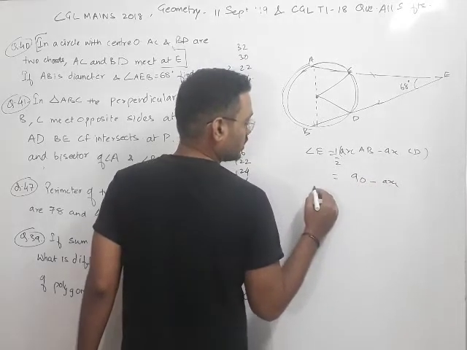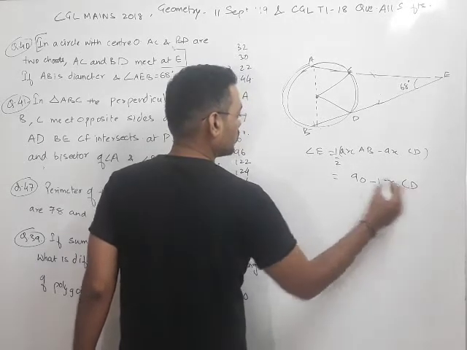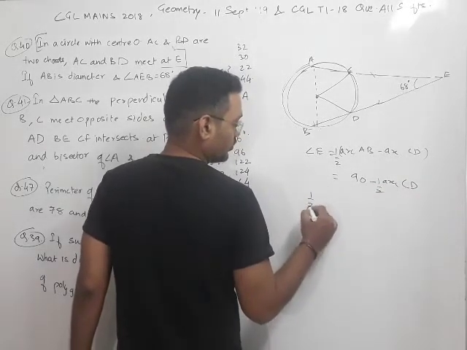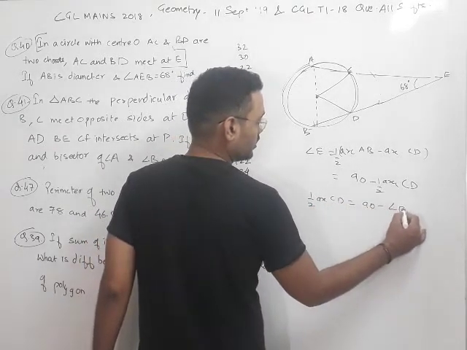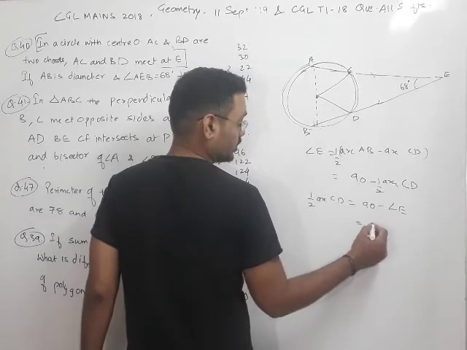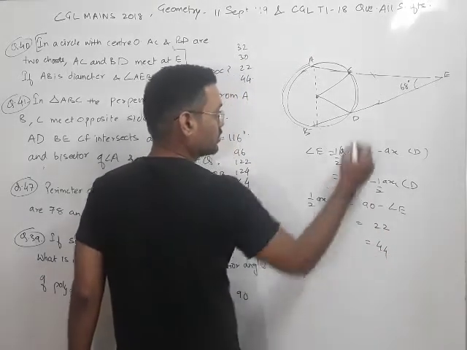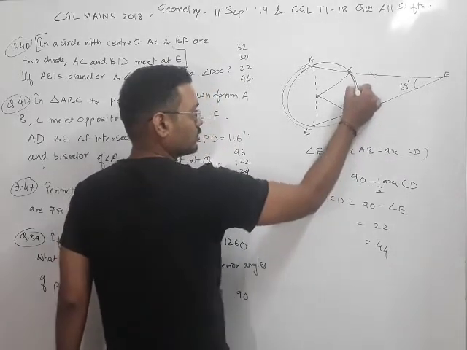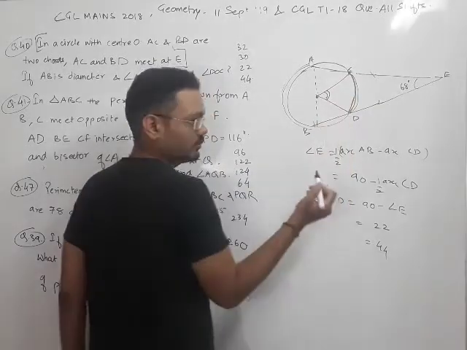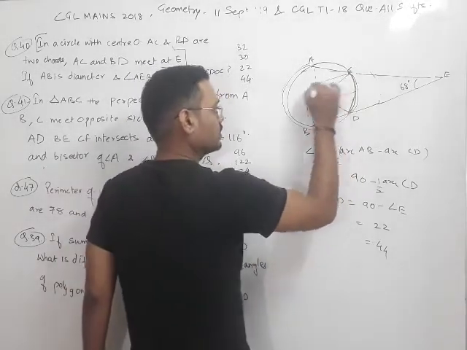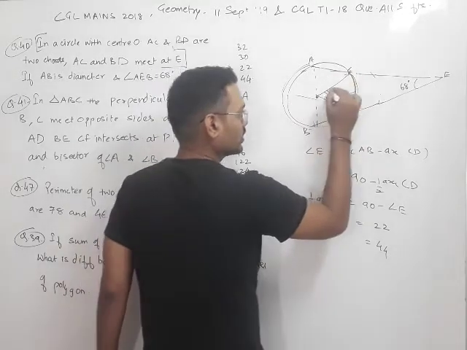So angle E, so half of arc CD is 90 minus angle E. 90 minus 68 is 22. So it becomes 44. Arc CD is 44. If this is 44, what is this angle? Central angle is same as the arc. What is this angle? Half of the arc. These are the properties, okay? So this angle becomes 44.